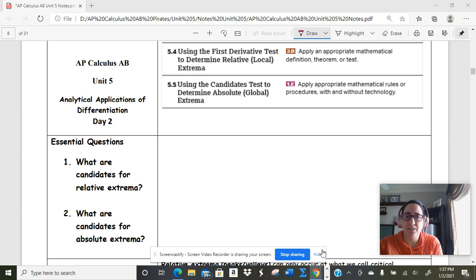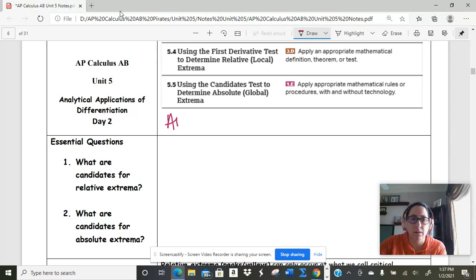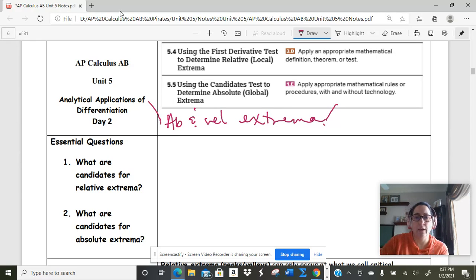Hey guys, so we are ready to start day two. And here you can see the two different things we're definitely going to be working on today, which is the first derivative test and candidates test. So these are two big things. We're going to be trying to find absolute and relative extrema. Okay, so that's what is going to be our goal today.